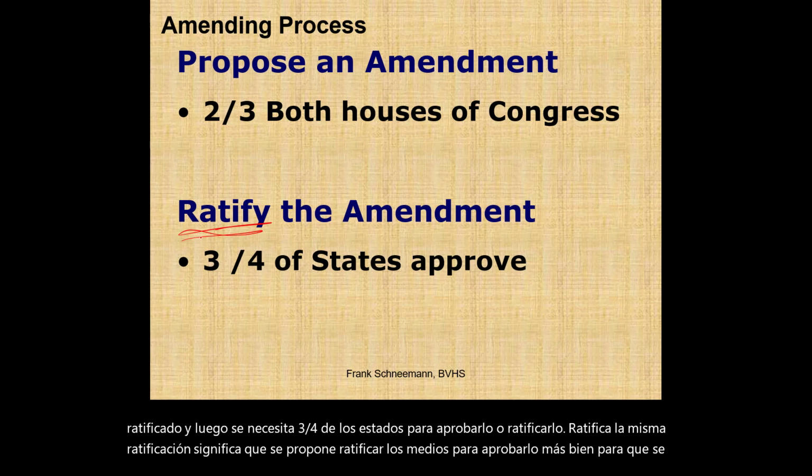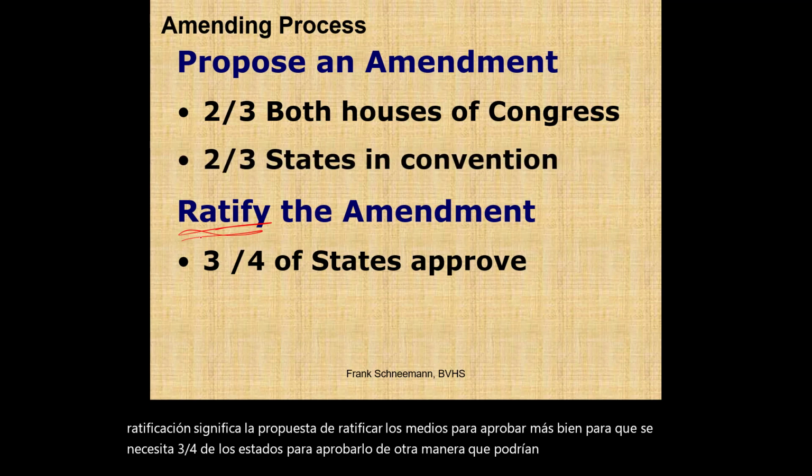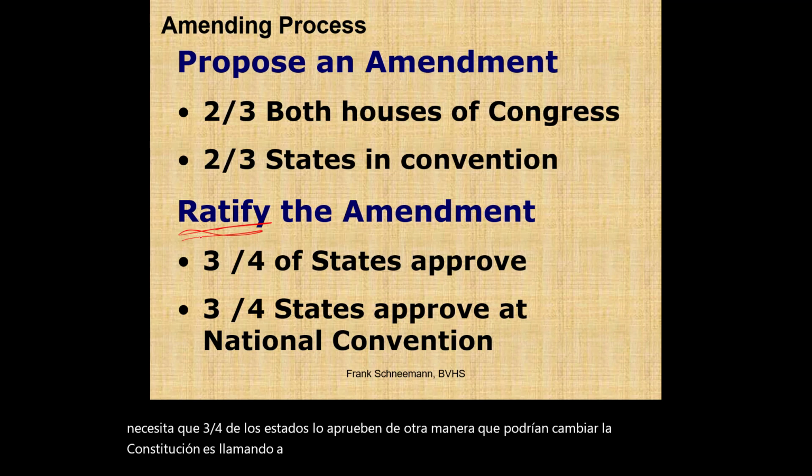Now, another way they could change the Constitution is by calling a convention, having 2/3 of the states in a convention, and then 3/4 of the states in a convention. But they're not likely to do that. They're probably going to go through Congress if they ever change the Constitution again.